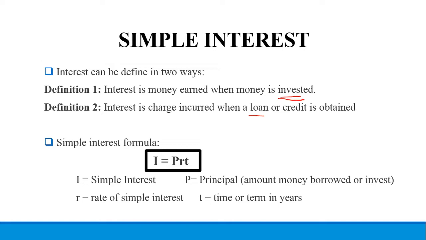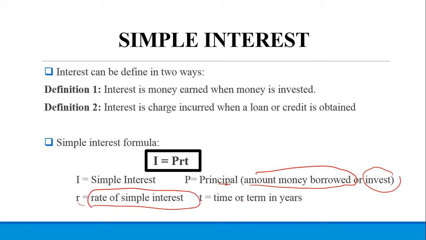Simple interest can be calculated using I equal to PRT, where I is the simple interest, P is the principal, which is how much money you borrow or invest, R is the interest rate, and T is the time, which must be in years. If your time is in months, change it into years. Again, P is the principal, the amount you borrow or invest, R is the rate of interest, and T is the time, which must be in years.